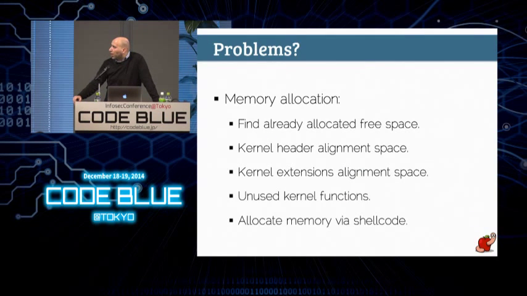What are the problems? Memory allocation. What can you do to overcome this? You can find already allocated free space. There is a lot of free space in the kernel, for example, in alignment padding and so on. And the kernel header usually has a lot of space between the header and where the first code is located, so it's a good way. You can use the kernel extensions also. You can just patch a kernel function that is not used often. For example, NFS is a good candidate. I'm not sure who's still using NFS, but NFS functions are still in the macOS kernel, so you have a lot of space there. Or you can allocate memory using shellcode.